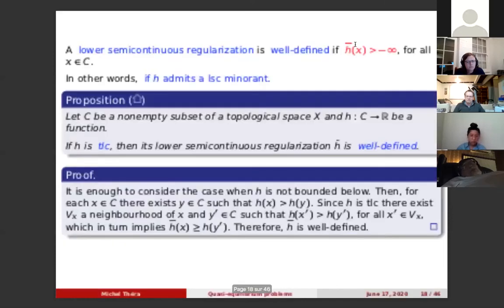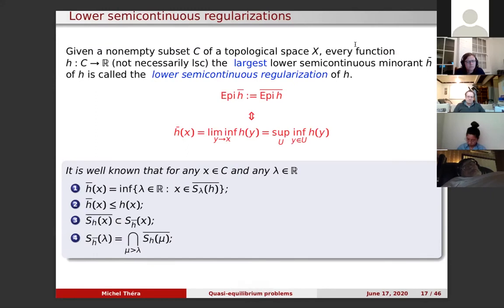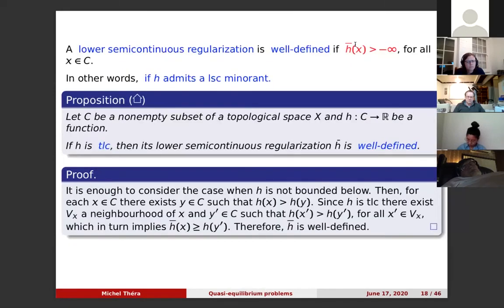And I don't know if you know this definition. A lower semi-continuous regularization is well defined if h bar of x doesn't take the value minus infinity, because as you see in the definition, this function can in general take the value minus infinity. But if it doesn't take the value minus infinity, then we say that the lower semi-continuous regularization h bar is well defined. It means, in other words, that h admits a lower semi-continuous minorant.